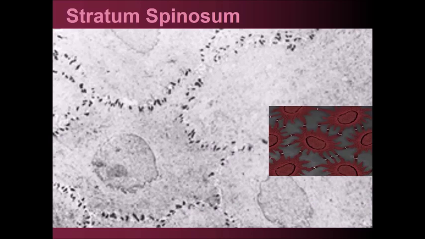Why is it called stratum spinosum? Because during preparation, shrinkage of the cells makes the hemidesmosomes look like spines over the cell. That's why we call it stratum spinosum. We look at this image. It is an electron microscope. You can see the hemidesmosomes. They look like spines over the cell.